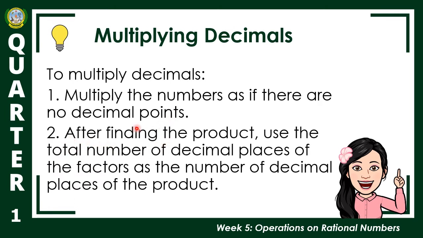So, parang invisible muna sa paningin natin yung decimal point. After that, after finding the product, we are going to use the total number of decimal places of the factors as the number of decimal places of the product. So, bibilangin natin po yung decimal places ng ating factors. And then, yung total po nun, yun po yung magiging total number of decimal places ng magiging product. Okay? So, i-apply po natin para mas maunawaan pa.